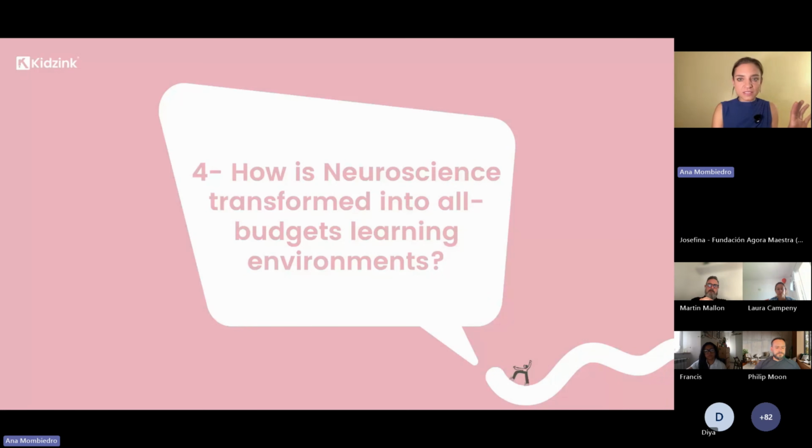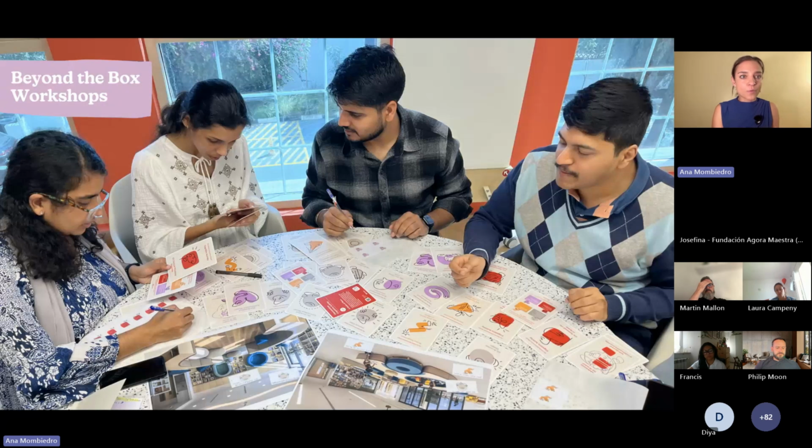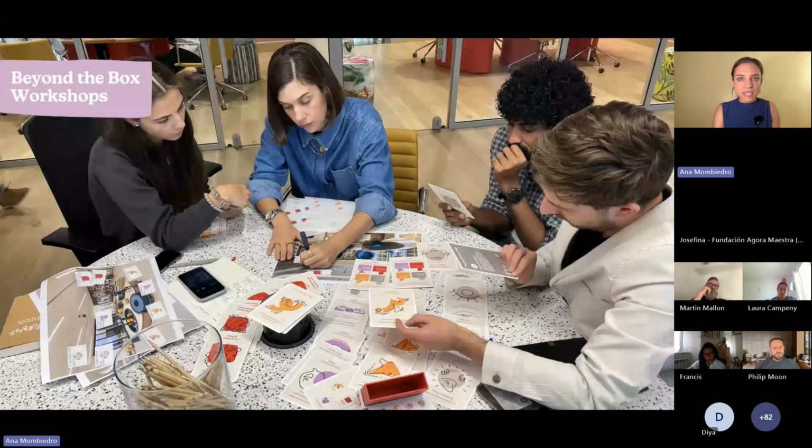So how is neuroscience informing our design, and how do we transform this knowledge into real learning environments? Well, with our teams, we've got many kinds of workshops where we develop these kinds of tools, and we evaluate our designs, and we spot where this scientific evidence appears and to what extent.